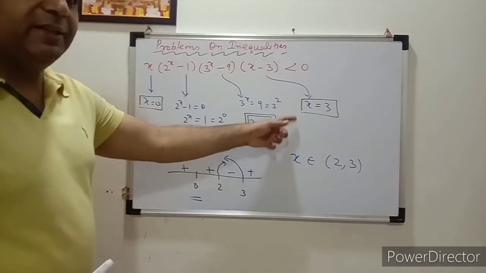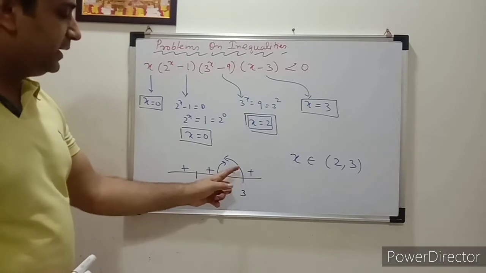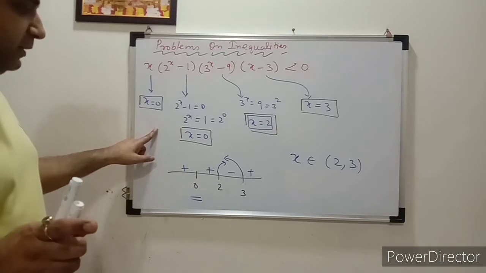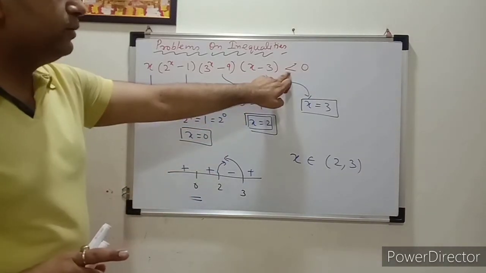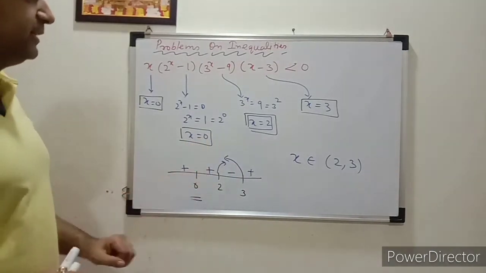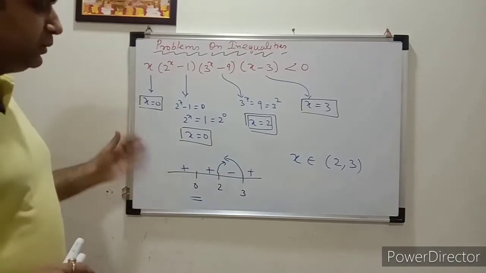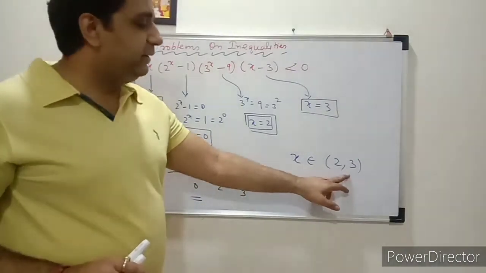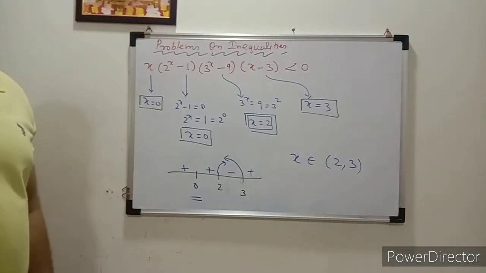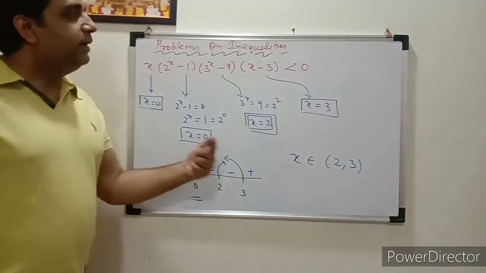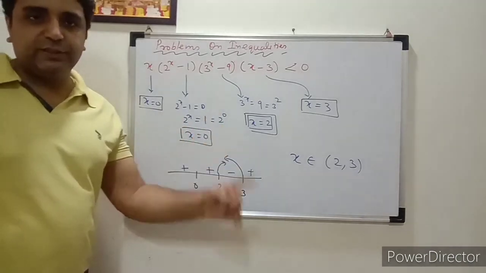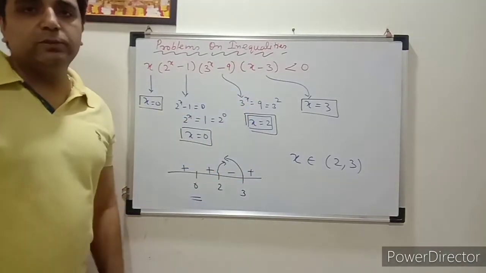This 2 is an odd power bracket, so we need to change the sign: plus, minus, plus. There will be no change of sign at the even power bracket value. Correct? Now here the inequality is less than 0, so the values will move towards the minus sign. You have to take plus or minus as per the inequality. And 0 is excluded, so x belongs to (2, 3). Why am I putting the open bracket? Because the equal to sign is not there. I hope it helps. So every time, practice the problem. If you forget the rules, please check the first session where I have told you all the rules. Okay?